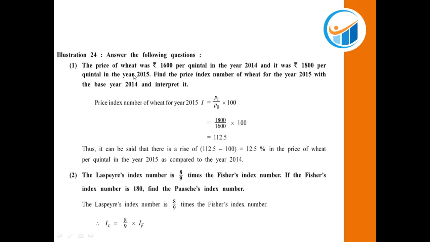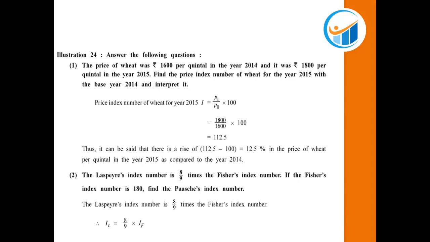And the second thing, students, see the question, what is written? You have to understand that you also have to write its interpretation. It means your base year index was 100, and the index in 2015 has increased to 112.5. That means you can say there should be an increase of 12.5%. Thus it can be said that there is a rise of 12.5% in the price of wheat per quintal in the year 2015 as compared to the year 2014.